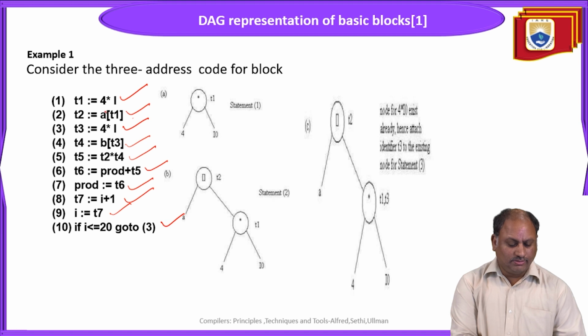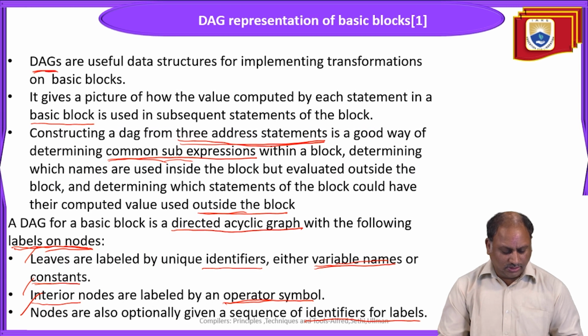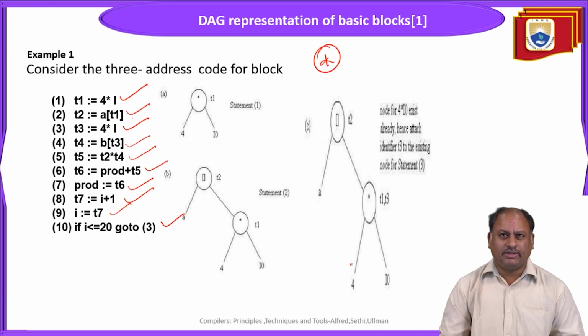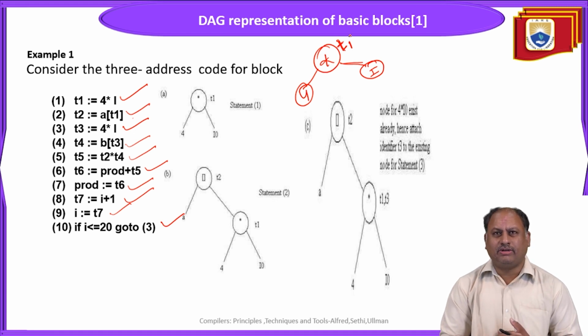So first, the statement 4 star I. As the algorithm says, the operator is an internal node. Previously we took that the internal nodes carry the operator symbol. So here the operator symbol is the star. For the star, the left child is a node with the label 4, and the right child is another node with the label I. The result of this computation is stored as T1. So T1 equal to 4 star I. That is the statement 1 representation.